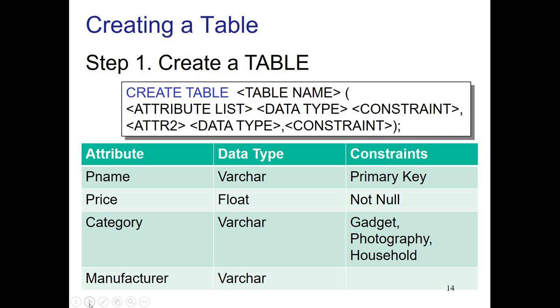We'll see how to create the table. The actual syntax is create table, table name, list all the attributes, data type and constraints. The syntax is create table, table name within bracket, attribute 1, data type, constraint, comma, attribute 2, data type, constraint, comma, etc.